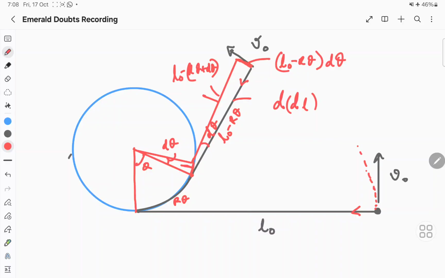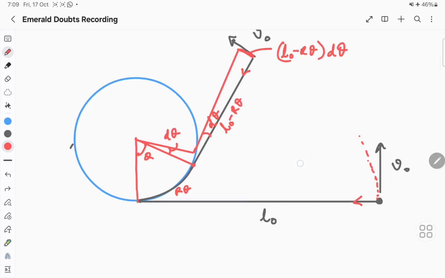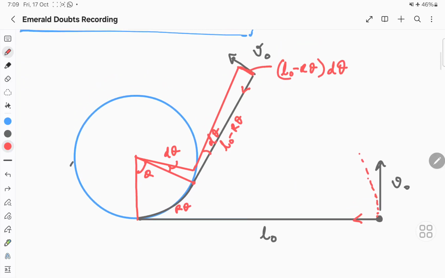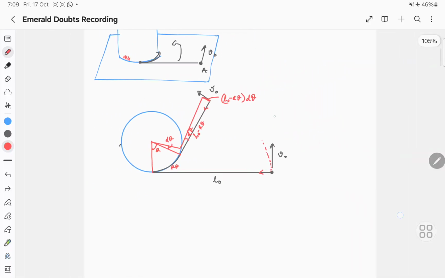So we can safely assume that the arc length over here is equal to L0 minus r theta d theta. Again, it is advised that you go and look closely into this. It is always good that you also cross verify that is it okay in calculus to assume that or not. So clearly this length would be the speed into the time.